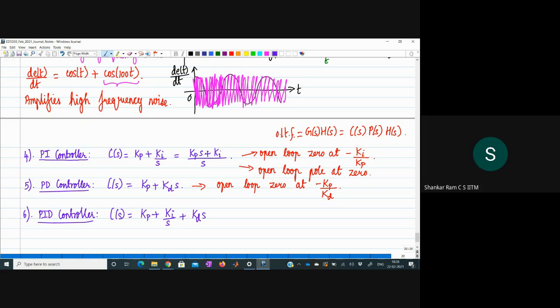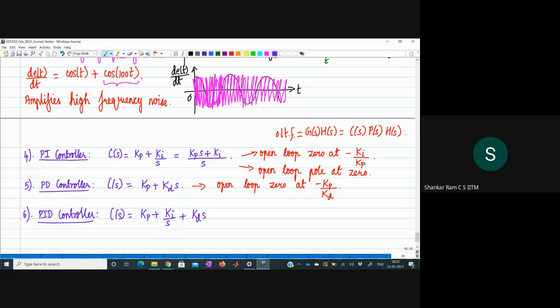Let me be very clear. The controller, if you consider it as a standalone block, becomes non-causal. You are correct. However, please note that the controller is only one component of the closed loop system. The entire closed loop system will be causal when we design it, and the closed loop transfer function will be a proper transfer function. Once again, let me reiterate.